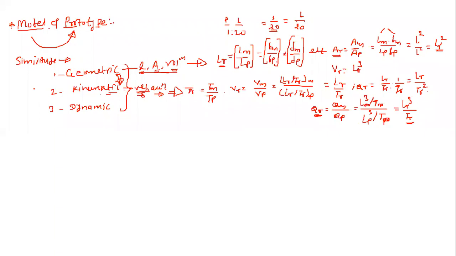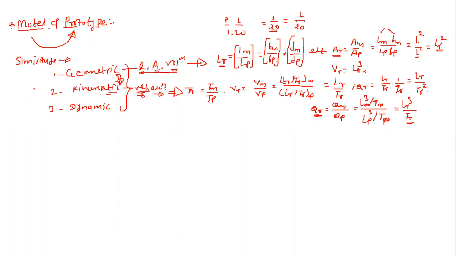As we have stated, to have kinematic similarity, geometric similarity is a must, because here the length is involved. The length parameter and length scale ratio are involved, which exist in our geometric similarity. So that's why we say that geometric similarity is a must in kinematic similarity.